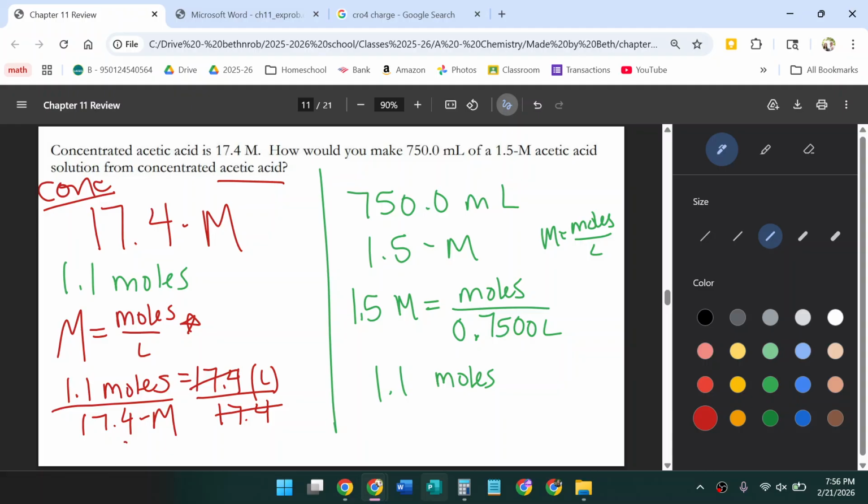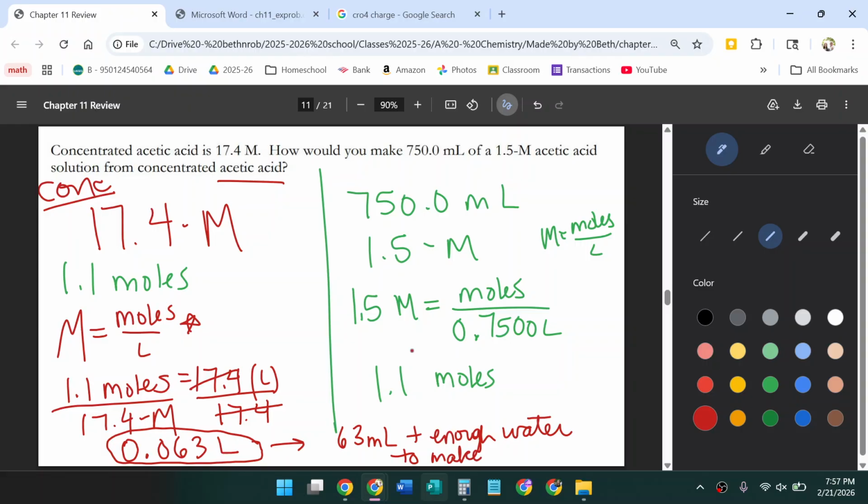So in this case, if you put this in your calculator, you get 0.063. You might get a more specific, really long decimal, but you can only keep 2 significant digits. So you would need to use, you can either leave it like that, or you could say, I need 63 milliliters, if you want to change it back to milliliters, plus enough water, because you're diluting it down to be a lower amount, to make 750 milliliters. All right, so that one, you just use the same equation twice.